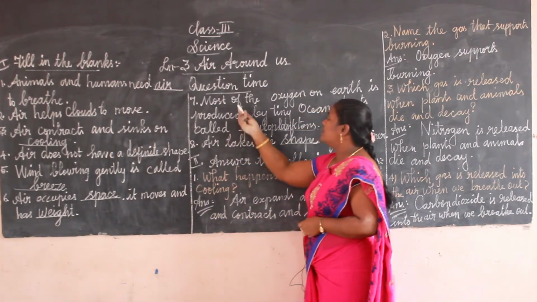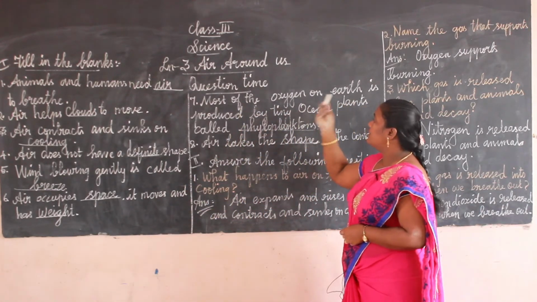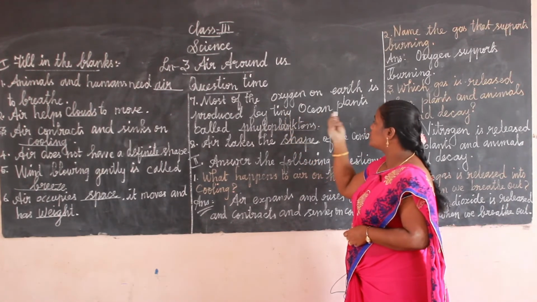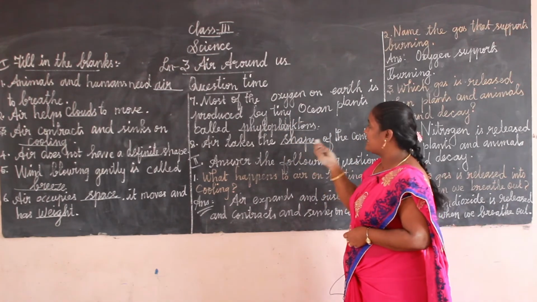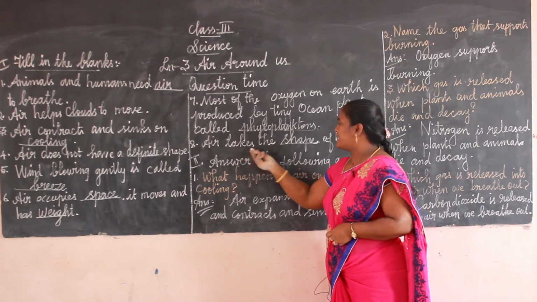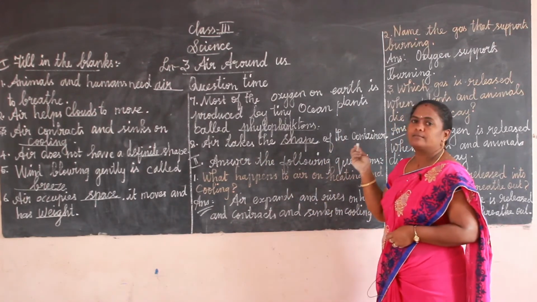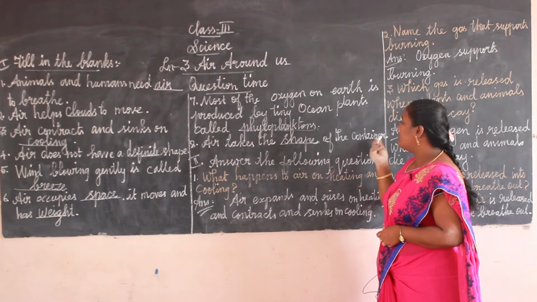And then next one, most of the oxygen on earth is produced by tiny ocean plants called phytoplanktons. Air takes the shape of the container.